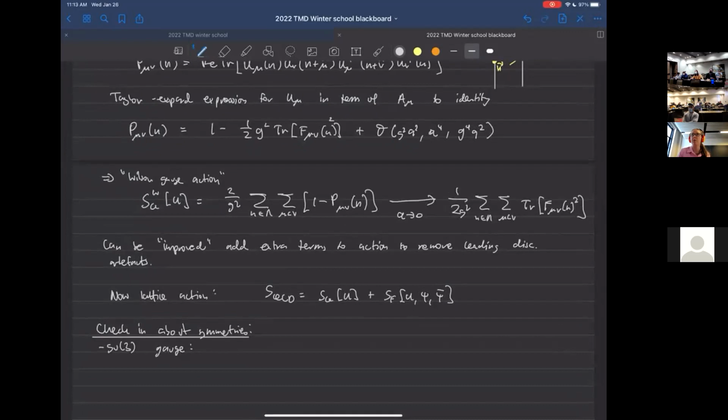Okay, so the SU(3) gauge symmetry is preserved. We went to considerable effort to make it so, right? So this is preserved. What about Lorentz symmetry? Yeah, I see some shaking of heads. That's right, that's not preserved. It's broken down to the hypercubic group.